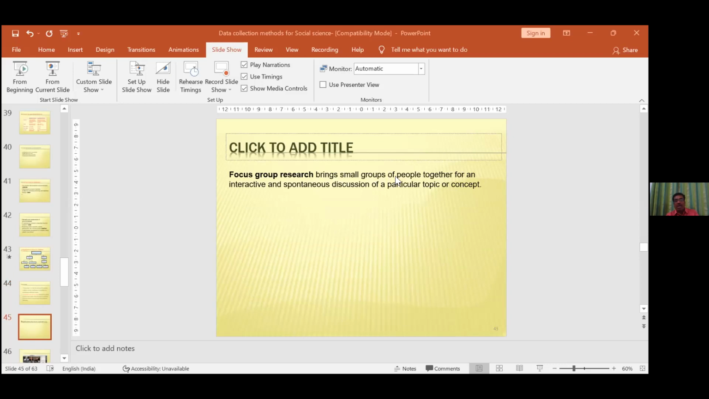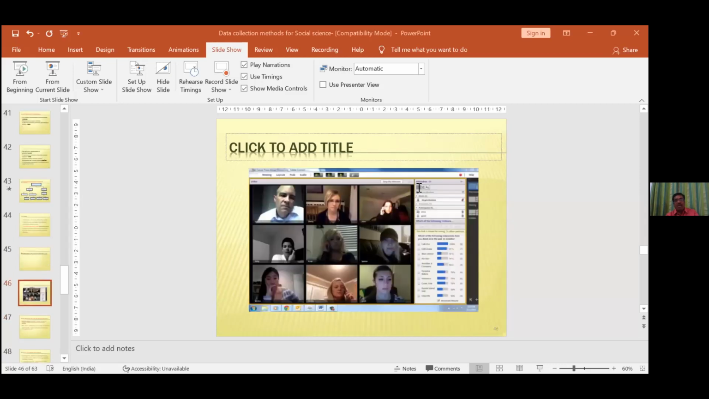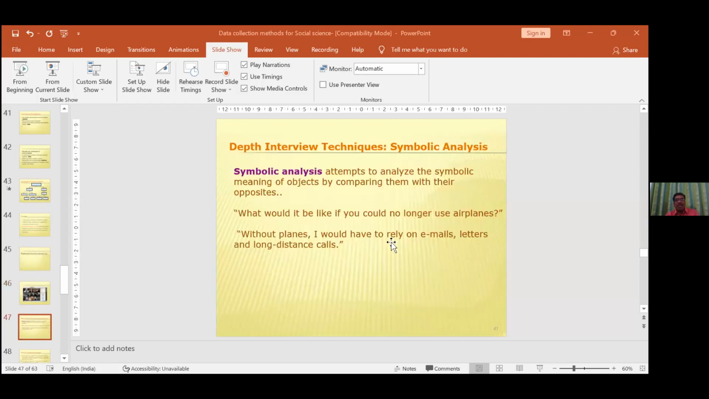Focus group brings a small group of people together for an interactive and spontaneous discussion of a particular topic or concept. You can also do the same thing through online focus group. You can collect the qualitative data through focus group, offline as well as online.